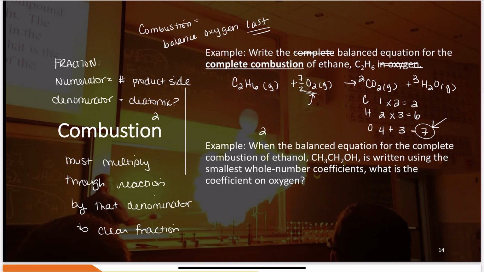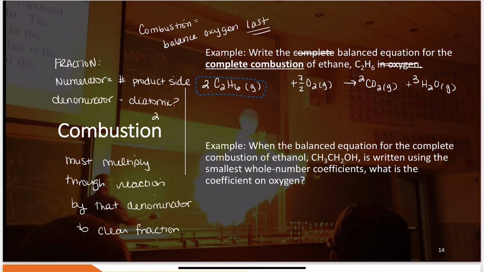So I'm going to get rid of the stuff down here. We'll recheck that in just a sec, okay? Just for space. I'm going to go ahead and put a 2 in front of here because I'm multiplying through by that denominator. That gives me a 7 here because 7 halves times 2 is 7.